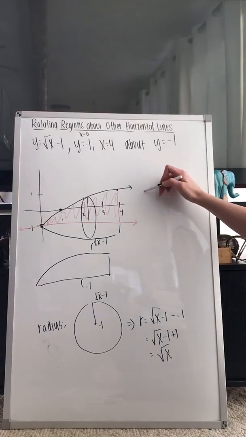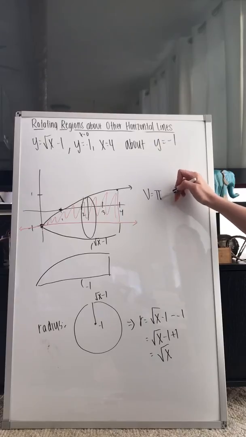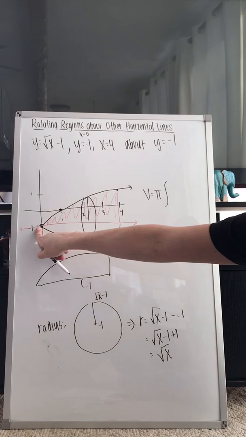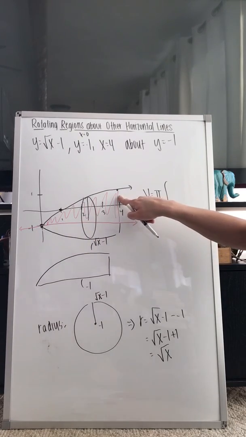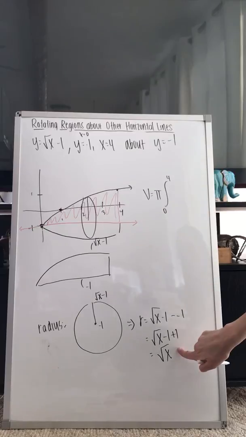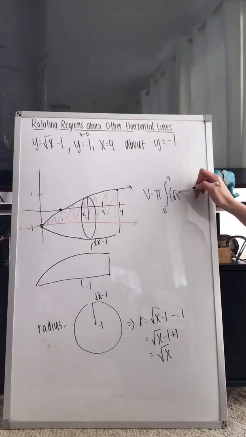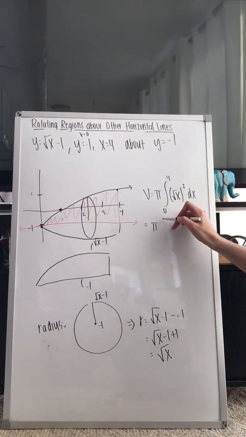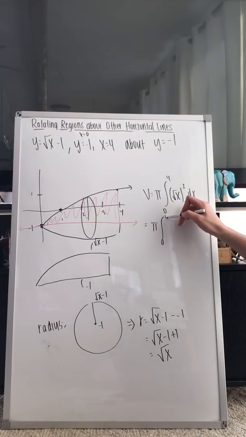So when I plug that into my integral, my volume is going to be pi, and I'm starting my x value at 0, because that's where that y was equal to -1, and I'm going up to the x value of 4, so from 0 to 4, and then I'm going to go ahead and plug in my radius, square root of x squared dx. If I simplify that a little bit, that's really telling me that's pi times the integral from 0 to 4.